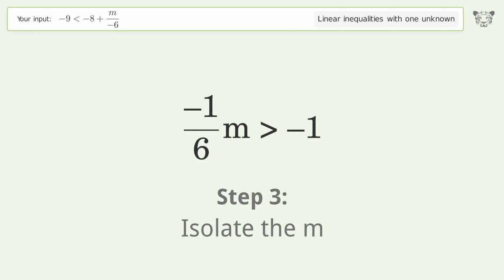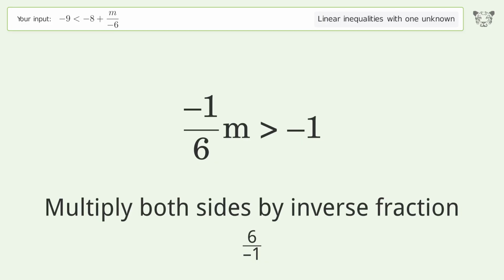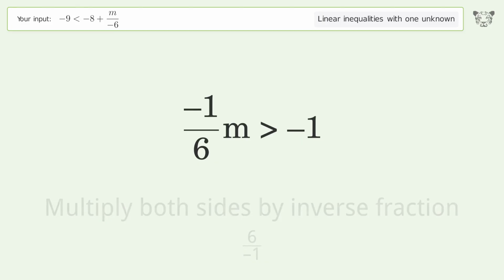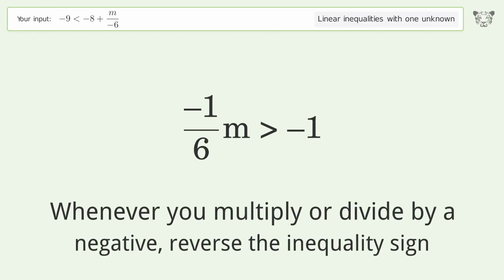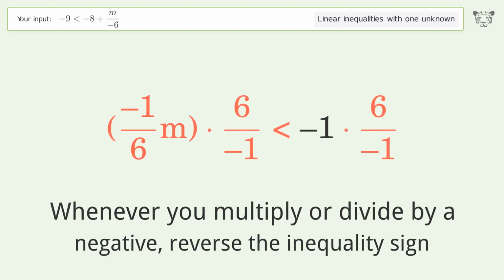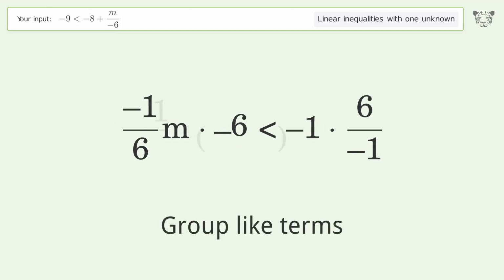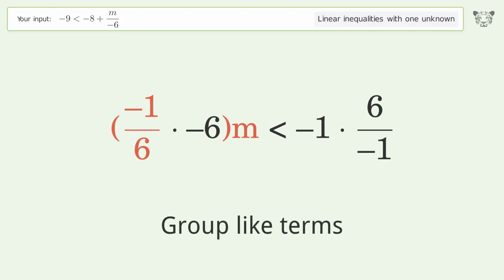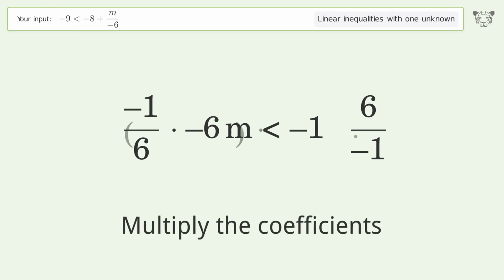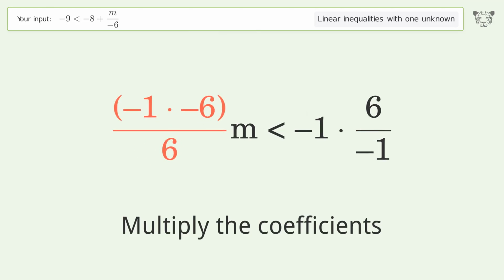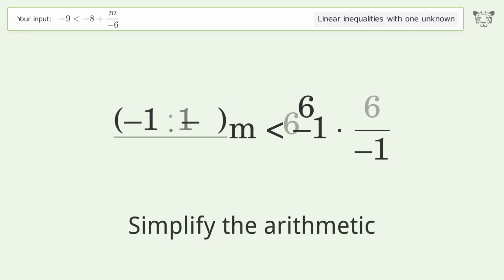Isolate the m. Multiply both sides by inverse fraction 6 over -1. Whenever you multiply or divide by a negative, reverse the inequality sign. Group like terms. Multiply the coefficients. Simplify the arithmetic.